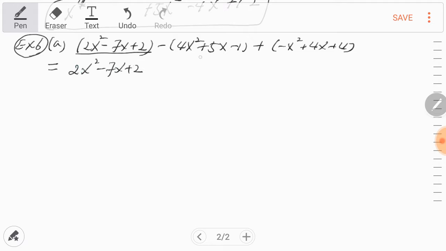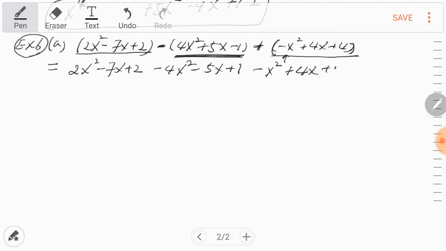For the second polynomial, the second polynomial is multiplied by negative. So multiply all these three terms by negative sign, which means change the sign of each term inside the parentheses. So minus 4x squared minus 5x plus 1. And the polynomial is plus something, so we can just remove the parentheses. Then this is minus x squared plus 4x plus 4.